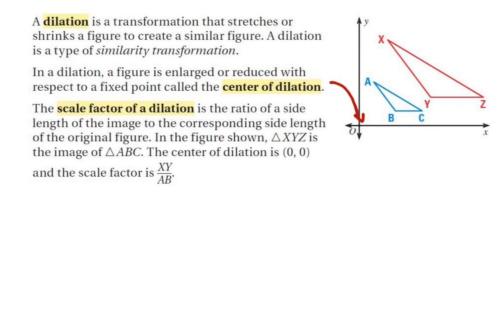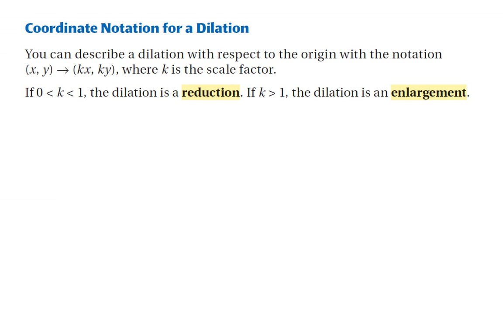The scale factor of a dilation is the ratio of the side length of the image to the corresponding side length of the original figure. Notice that they worded that with image first and pre-image second. That is important: the image part goes on top and the pre-image part goes on bottom in that ratio. But do note that those were the corresponding sides XY and AB. Let's move on to the next part.